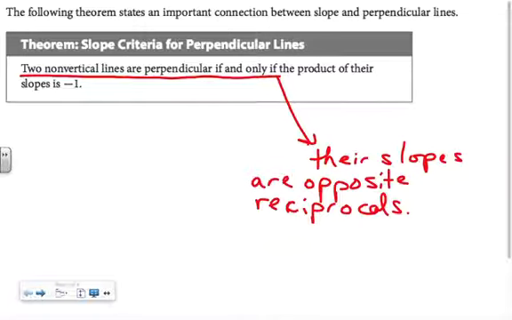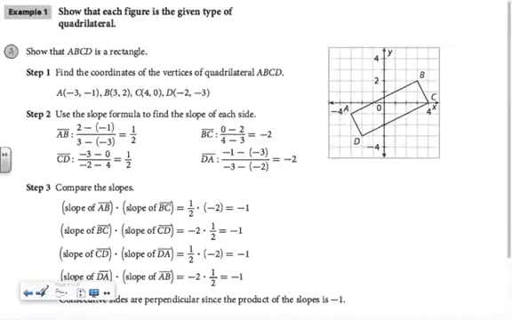And we've talked about this before. I believe it was in Module 5 when we were writing equations of parallel and perpendicular lines. So this shouldn't be new to you, especially since you should have seen it in algebra last year as well. So here we're using that slope criteria to show that this figure ABCD is a rectangle.